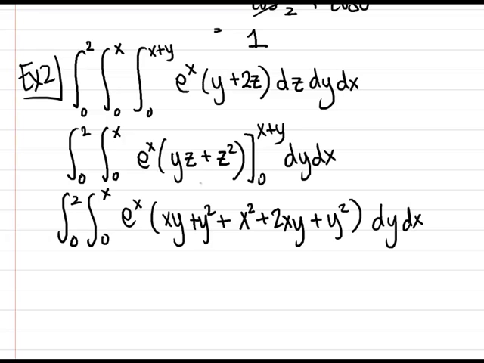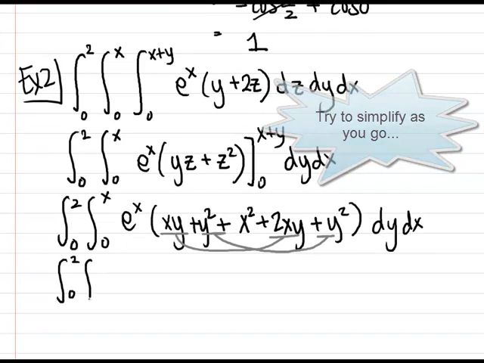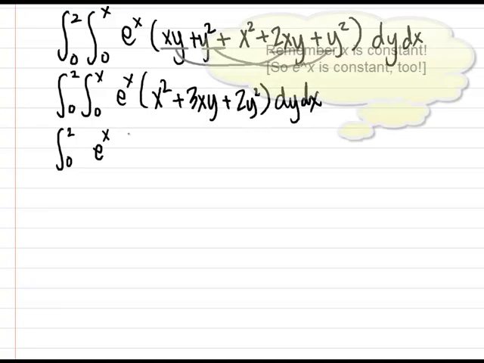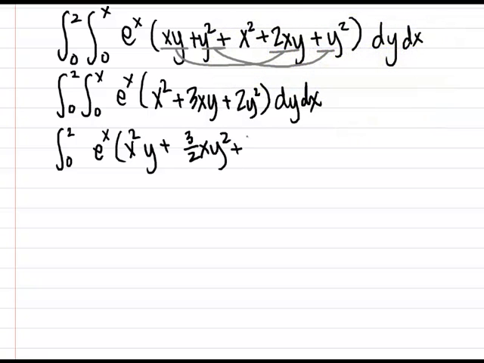Now I will combine a couple of these things together. I'm going to combine my xy's and my y squareds before integrating. So I'll have x squared plus 3xy plus 2y squared dy dx. So now that I integrate with respect to y, I'm going to have x squared y plus 3 halves xy squared plus 2/3 y cubed from 0 to x.